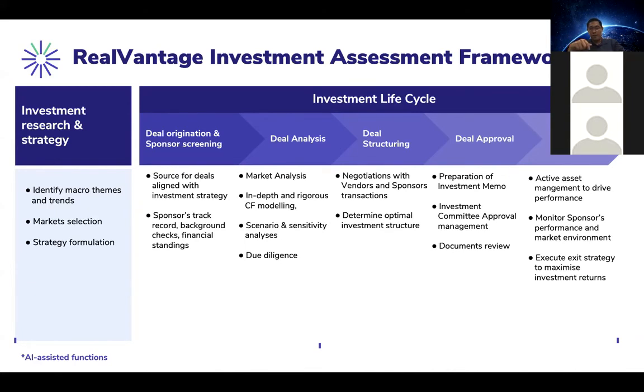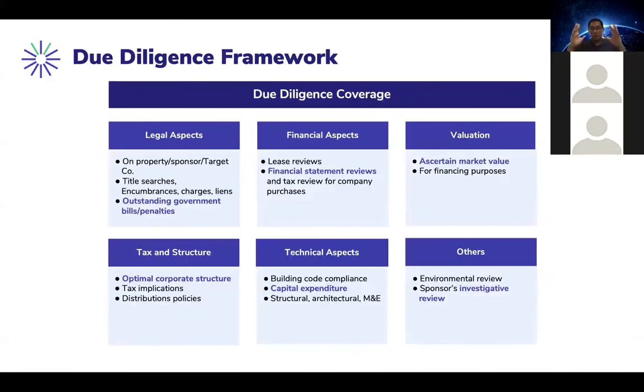Okay, next one I'd like to discuss. I know this is a pretty dry topic, but I think it's a very important one to talk about. It's a due diligence framework that RealVantage typically undertakes. Right? Now, there are typically 6 aspects which we cover, but I'll just briefly talk about three of them.